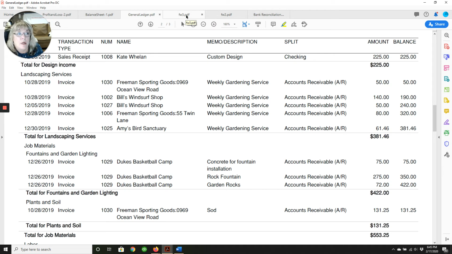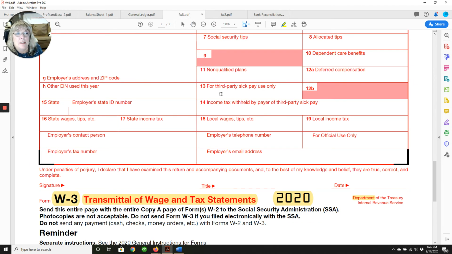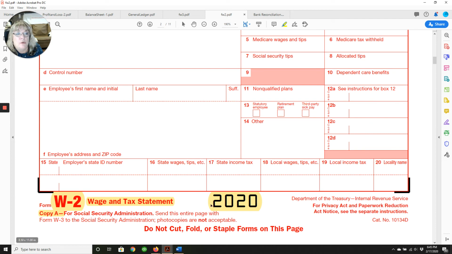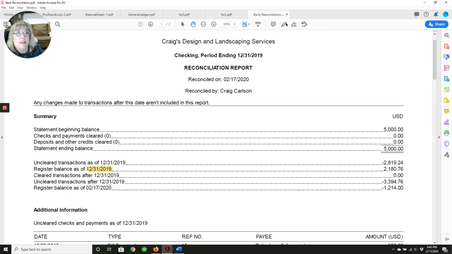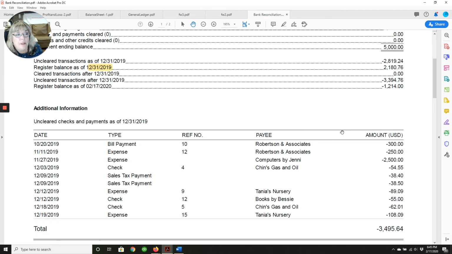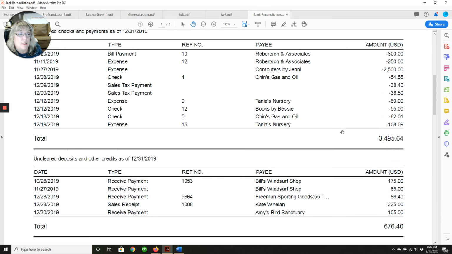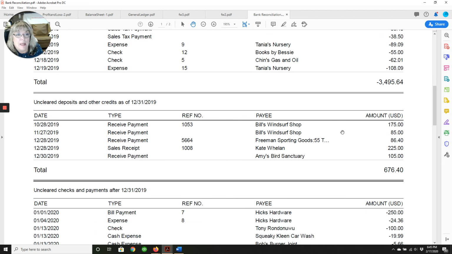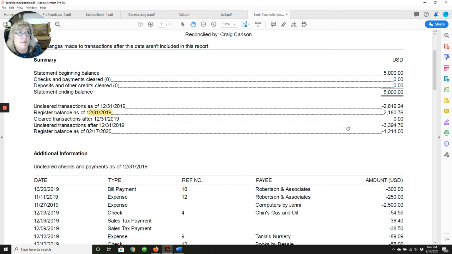Another thing, if you are running payroll, that they're going to want to see is the 2020 W3 that you had submitted by January 31st and the corresponding W2s for each employee. They may also ask for a bank reconciliation for year ending as of 12/31/2019 so that they know that your bank is balanced. These are just the common reports that are normally asked for. They may ask for other things, but you'll be prepared for that.